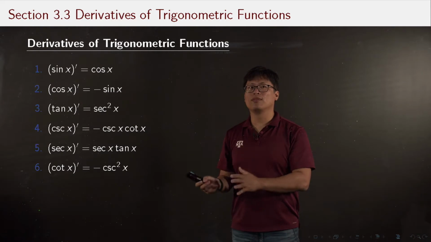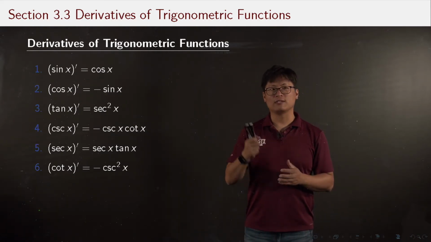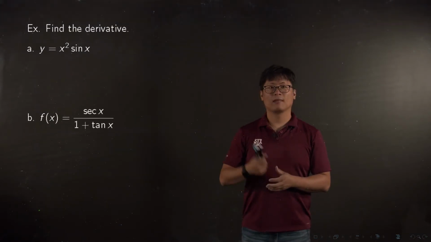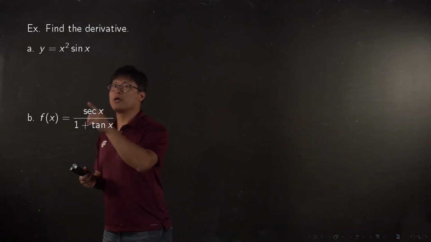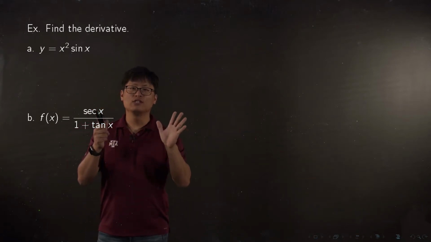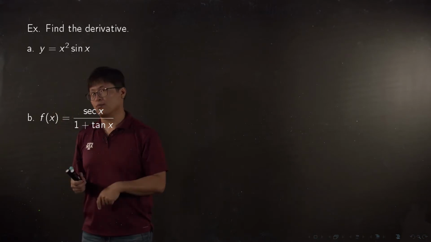Then we're going to combine them with the product rule and quotient rule. Does it make sense? So let's practice this kind of trig function derivative. Here we go. Look at the first problem. Your function y is x squared times sine x, which is product form, so we have to use the product rule to find y prime.